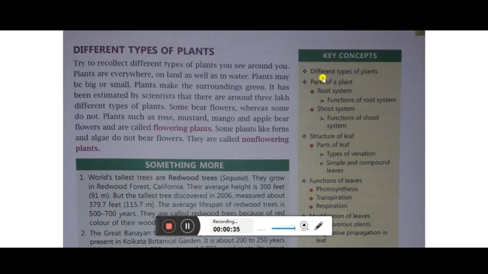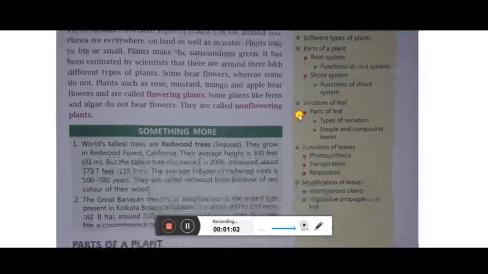Now the first topic is different kinds of plants, or different types of plants. So there are two types of plants. One is the flowering plants and another is the non-flowering plants. So flowering plants are those plants which bear the flower. You have seen around you that some plants have flowers. Okay, and similarly there are other plants also, that is the non-flowering plants.